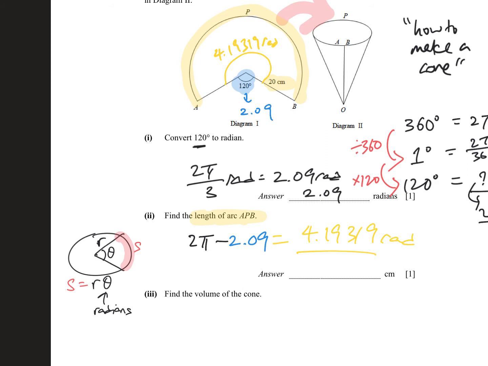And I want to find my arc length. If I look at the formula again, the arc length is given by r theta. What is r? r is 20, times 4.19319 radians. And this gives me 83.775 cm, or if I round it off, it's 83.8 to 3 SF. So let me just write that down.